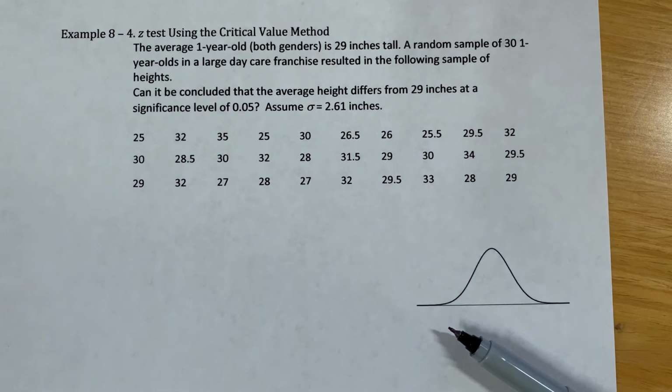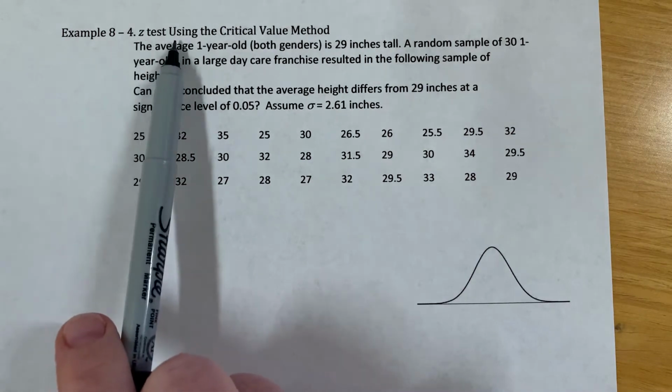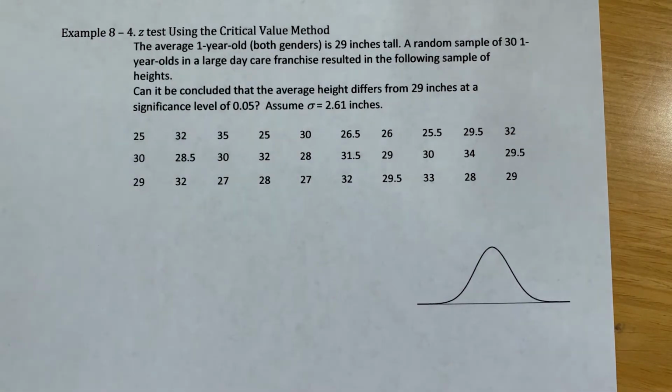Okay, hello guys. As promised, we're going to do an example together. So this is example 8.4. It's in your book if you'd like to follow along. We're going to use the z-test using the critical value method, and then we're going to do another one when we use the p-value method.